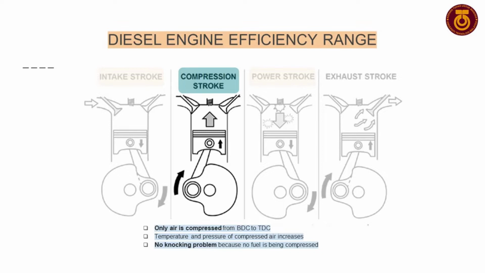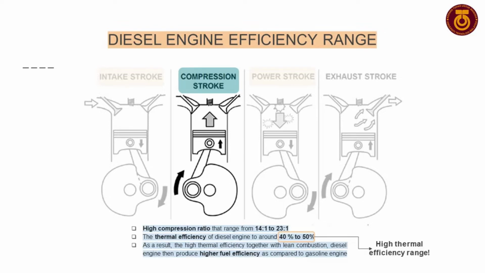A gasoline engine cannot be compressed to a high compression ratio because at a certain pressure and temperature, the fuel will automatically ignite without spark ignition, and that is called knocking. While a diesel engine only compresses the air. Air, on the other hand, can be compressed to high pressure and temperature without any knocking problem. So, the diesel engine uses this advantage to produce a higher compression ratio to increase the thermal efficiency of the diesel engine.